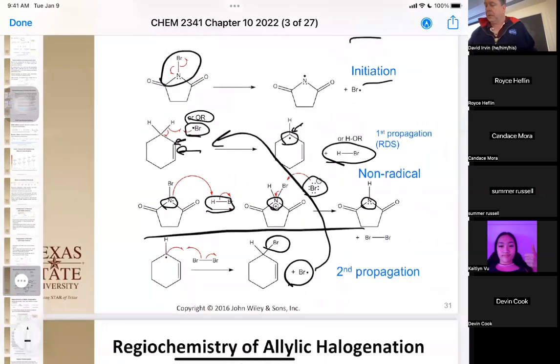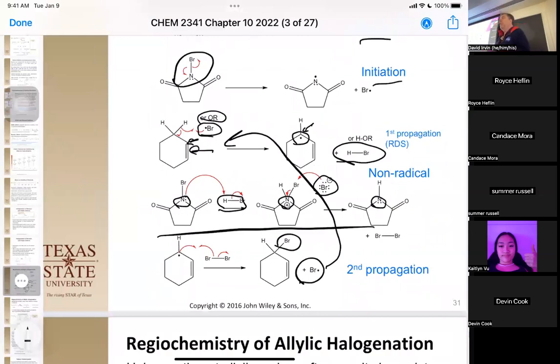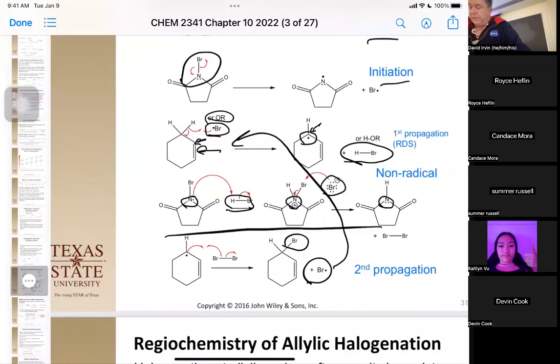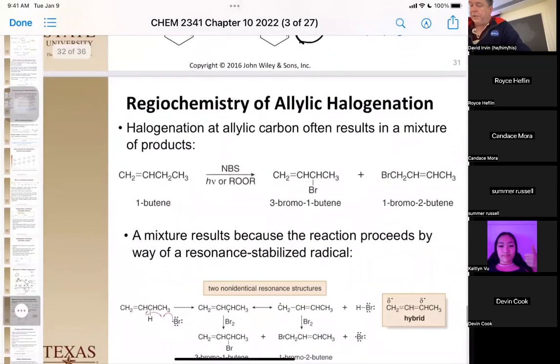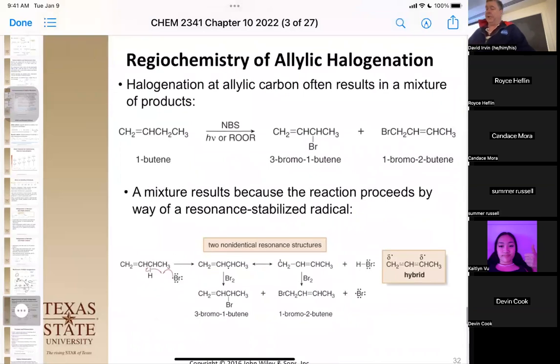Okay, so that makes this reaction very specific to HBr. And it gives you a very specific material in which you have now 2 functional groups. So it's going to become very important as we go on to other chapters to create those two functional groups. All right. So the next thing we have is the regiochemistry of the allylic halogenation.